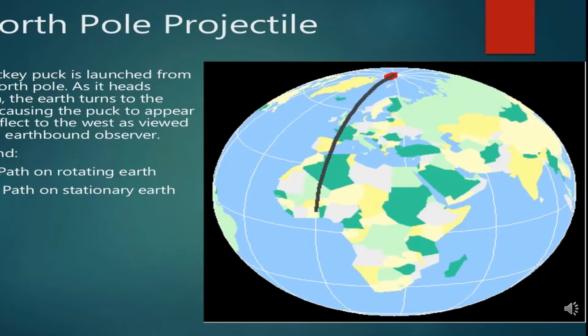Here you can see the North Pole projectile. A hockey puck is launched from the North Pole. As it heads south, the Earth turns to the east, causing the puck to appear to deflect to the west as viewed by the Earth-bound observer. Legend: red, path on rotating Earth; grey, path on stationary Earth.